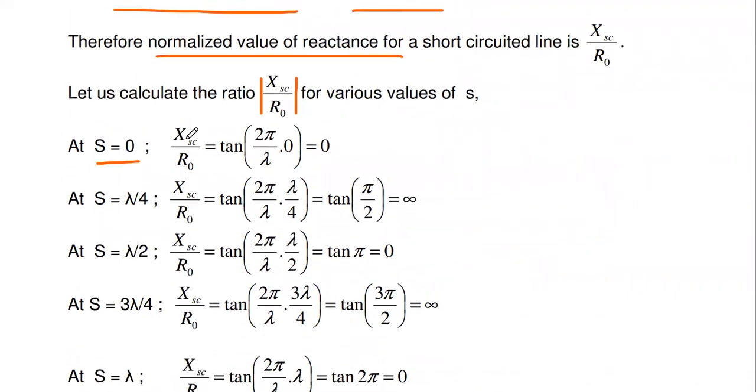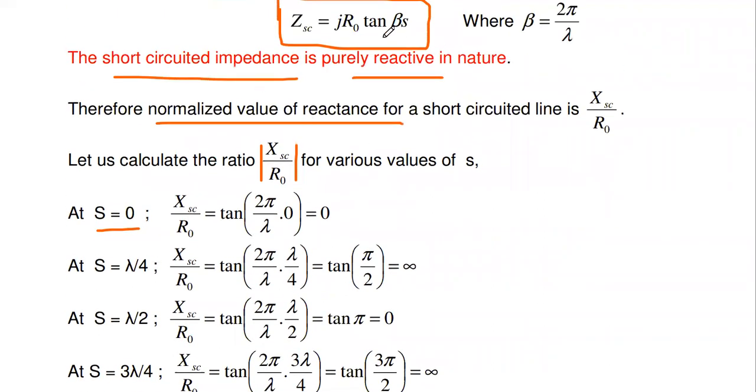XSC divided by R0 equals tan beta S. Instead of beta we put 2 pi by lambda, into the S value, which is 0. So tan 0, and the answer is 0. Similarly, if the distance S is equal to lambda by 4, we calculate XSC divided by R0: tan of 2 pi by lambda into the distance S, lambda by 4.